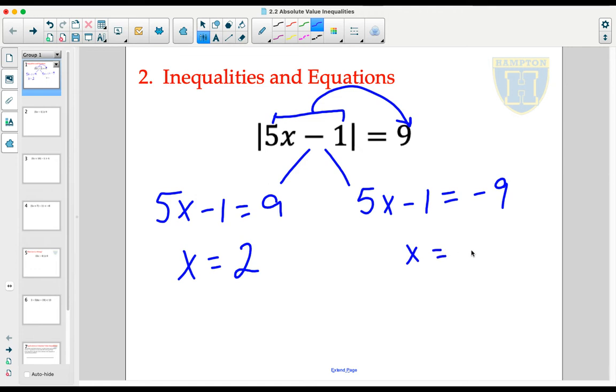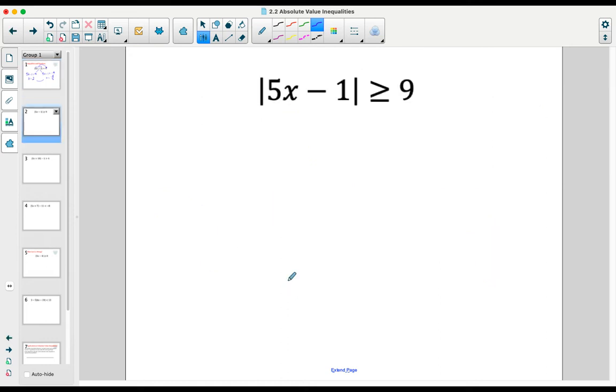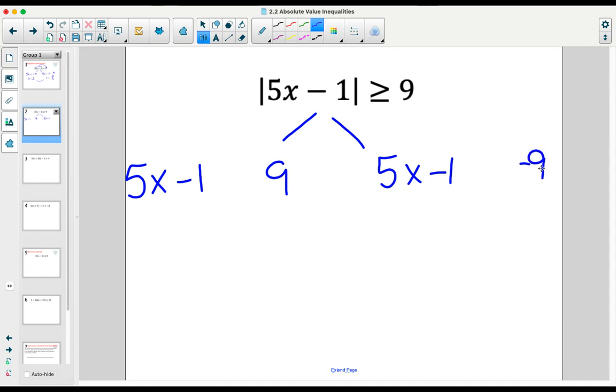We solve these as we would any equation, and we end up with the two separate solutions that make this equation true. When solving an inequality, we'll use much of the same skill set. So here's an obviously very similar inequality to the equation that we just solved. We have the characteristics that we're looking for. Just like with equations, we want the absolute value to be by itself. So we'll split into two separate questions. On the left, we'll split for 5x minus 1 and 9. And on the right, we'll split 5x minus 1 and negative 9.